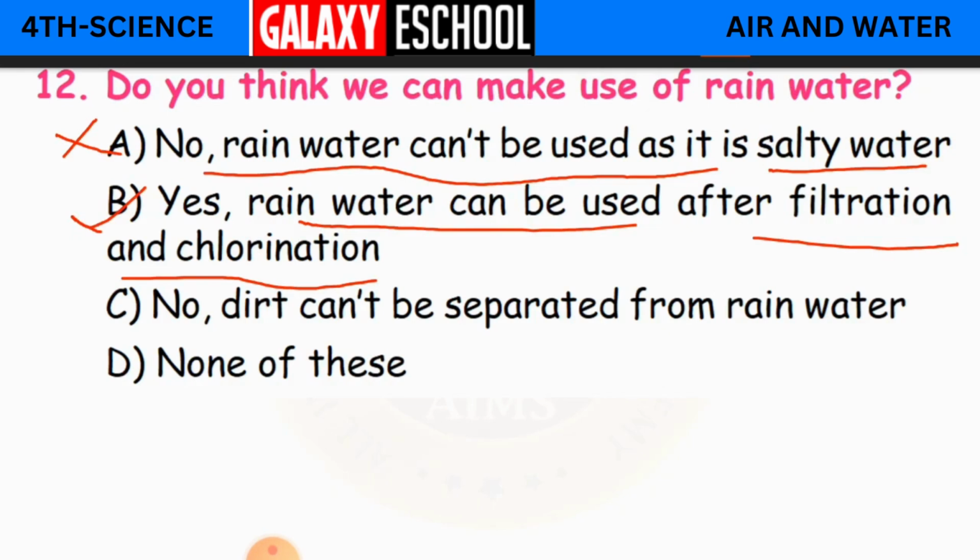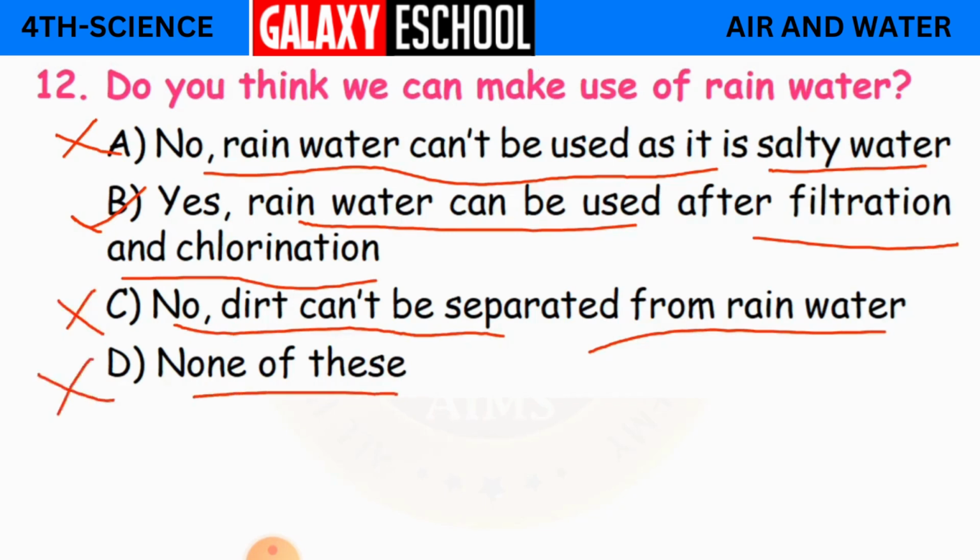So we can use rainwater. The thing is, we have to make it pure, because rainwater may carry some dust particles along with the rain. So you have to use it after filtration and chlorination, so that if any germs are there, they can be killed. Clear? And now see, dirt can't be separated from rainwater, this is also no. We can separate the dirt by filtration. D is none of these. So that is why B is the correct answer. Clear children?